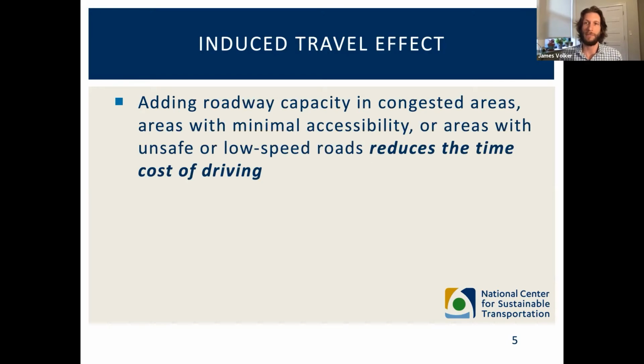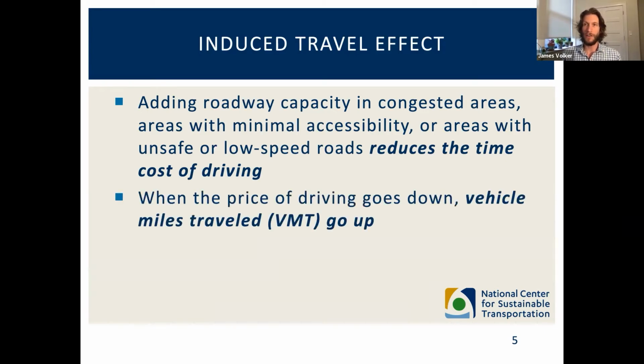So one way that driving can become cheaper is when roadway capacity is added in congested areas, or areas with minimal accessibility, or even areas with unsafe or low-speed roads to begin with. And when you add that capacity, it reduces the time cost of driving, at least initially, because it reduces congestion or otherwise makes it faster and easier to access places along the expanded route. In turn, then, the reduction in the cost of driving leads to increased consumption.